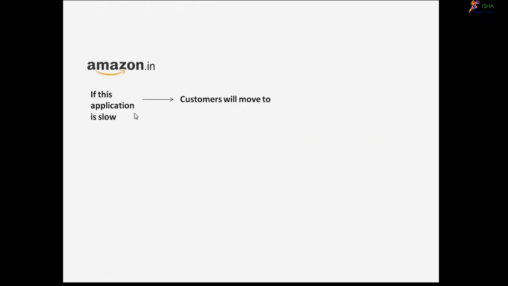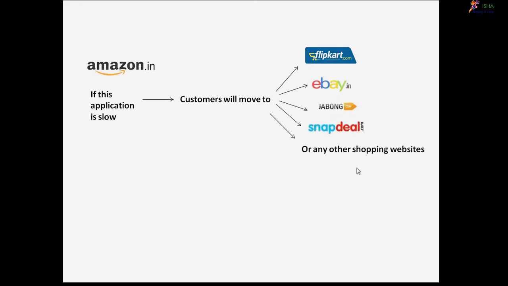Well, these days, if the application is slow, just like what we have seen just a while back, the customers move to other applications. If not Amazon, if you're living in India, we have all these options like Flipkart, eBay, Jabong, Snapdeal, and a lot of other online banking shopping websites. So if you're not happy with a certain website, you have a lot of options, and the customers move to those websites.